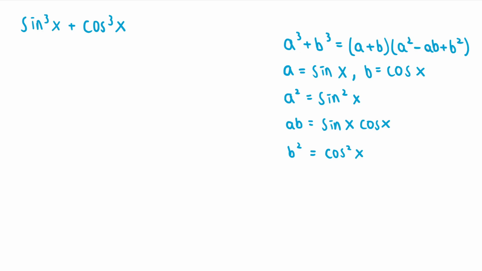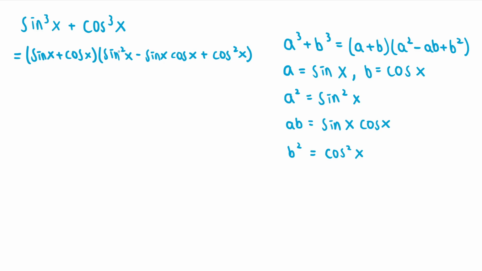b squared. And with the given values of a and b, a squared equals sine squared of x, ab equals sine x cosine of x, and b squared equals cosine squared of x. So this means we can factor sine cubed of x plus cosine cubed of x as sine of x plus cosine of x times sine squared of x minus sine x cosine x plus cosine squared of x. And notice how this expression is now in the form a plus b times a squared minus ab plus b squared, where a equals sine of x and b equals cosine of x.